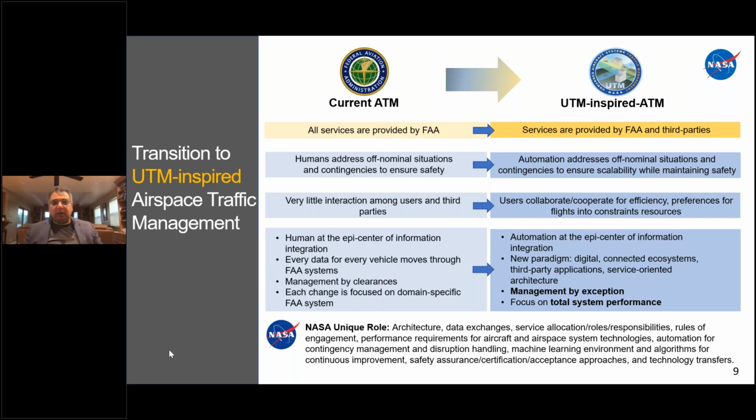This is where the automation comes into the picture. The total system performance is what we need to focus on, saying, how do we ensure that safety and scalability and sustainability angles are all simultaneously taken into account, which is beyond our cognitive limitations to try to do that. This is why automation becomes important. And again, using the paradigm of third parties and cooperative and digitization, we allow ourselves to migrate towards a management by exception paradigm rather than management by clearance paradigm.